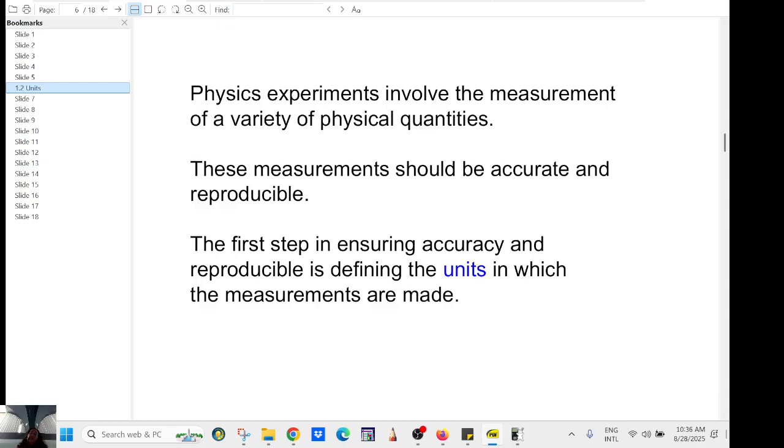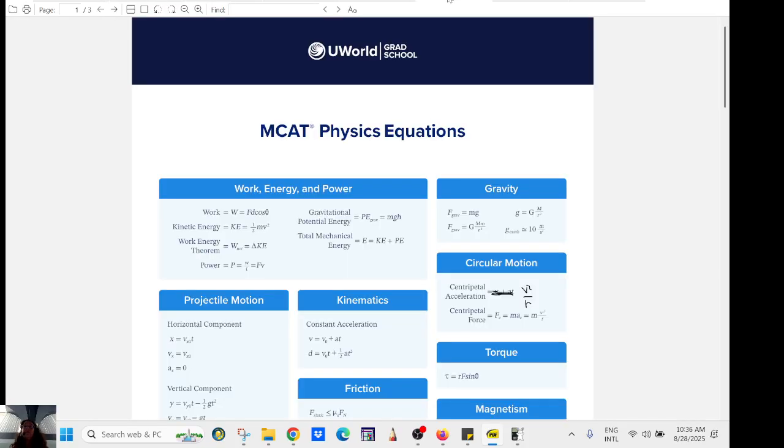Okay, so one thing which is very important in physics is the units of physical quantities. So you really need to know the units. Here I have shared with you an equation sheet.